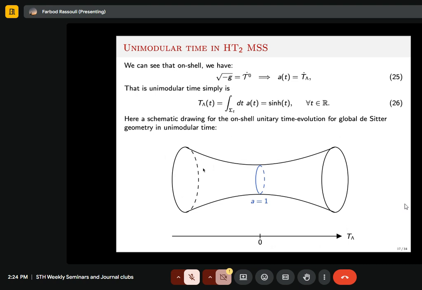This is not a double trumpet. This is a Lorentzian de Sitter, so it's just a picture. It's not exactly what is going on, but you can see that you have a minimal length of your A to B when T equals 0, A equals 1. And here from the unimodular condition, from the equation of motion, we can see very directly that T lambda is basically sinh of T. So it gives you a time direction. And when T lambda is 0, basically the universe has a minimal throat of A equals 1. If you have any question, please stop me and ask.